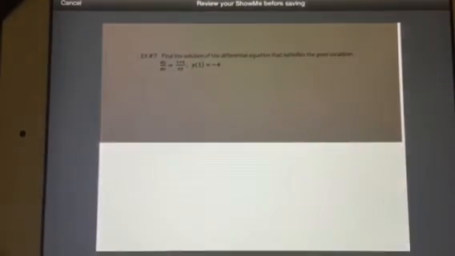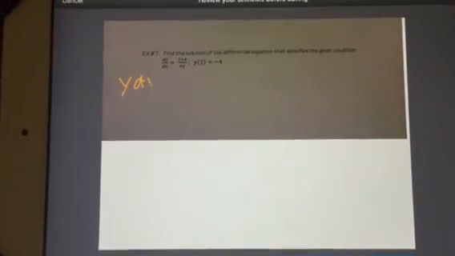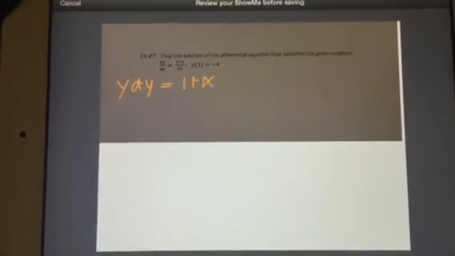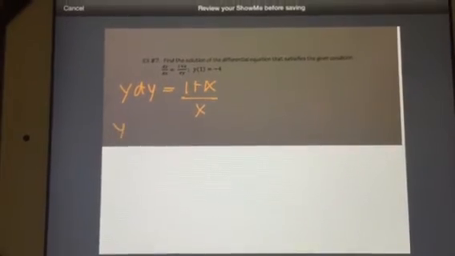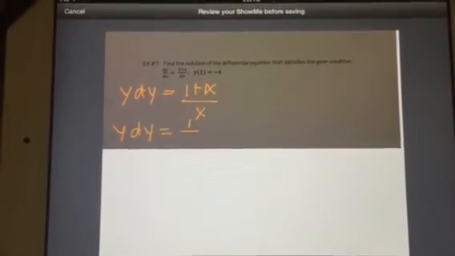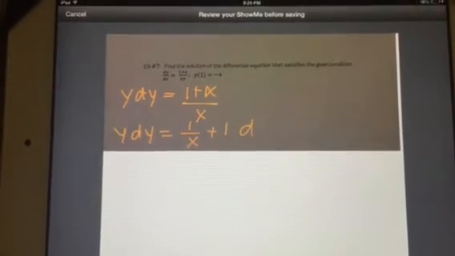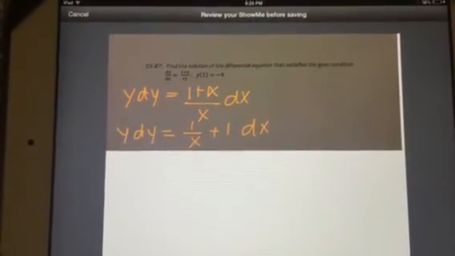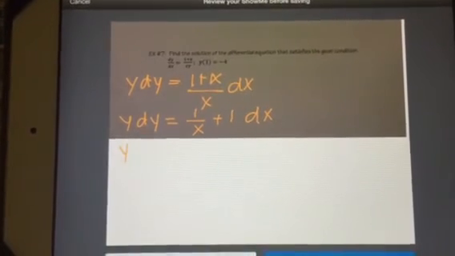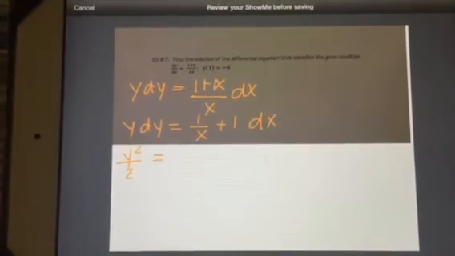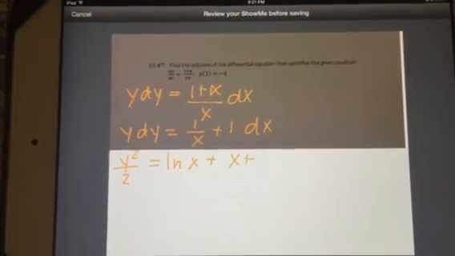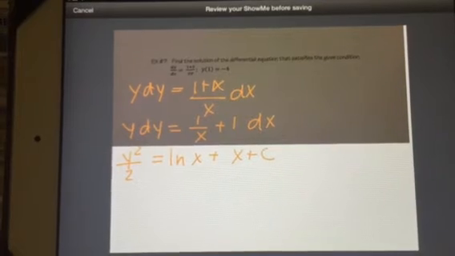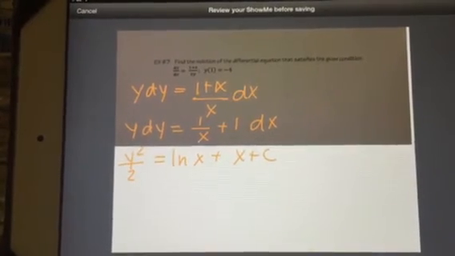For our next example, we're just going to send the y over, so we'll have y dy equals 1 plus x over x, and then simplify that, so we'll get y dy equals 1 over x plus 1 dx. Integrate it, so we'll get y squared over 2 equals the integral of 1 over x is ln of x plus x plus c. We're going to substitute in our values.